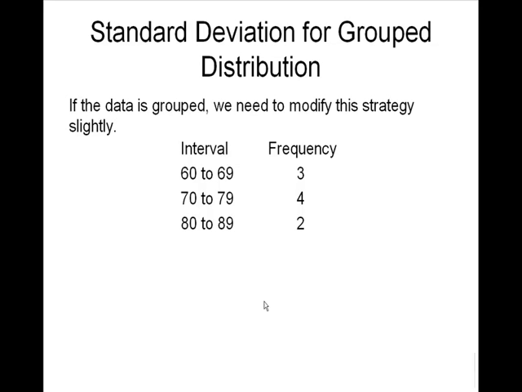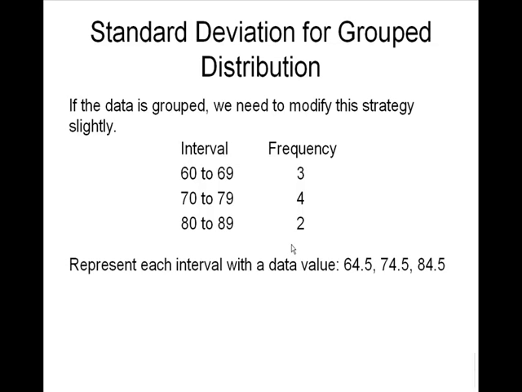Let's take a look at some data that's grouped into intervals. From 60 to 69, there are 3 scores. 70 to 79, there are 4 scores. And 80 to 89, there are 2 scores. We're going to represent each interval with a data value.